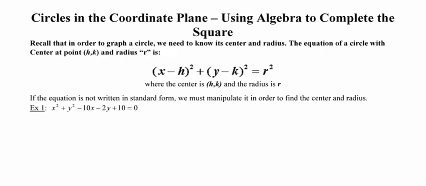Remember, in order to graph a circle, we need to know the coordinates of its center and the length of its radius. The equation of a circle with center at point (h, k) and radius r is given by (x minus the x value of the center) squared plus (y minus the y coordinate of the center) squared equals the length of the radius squared.